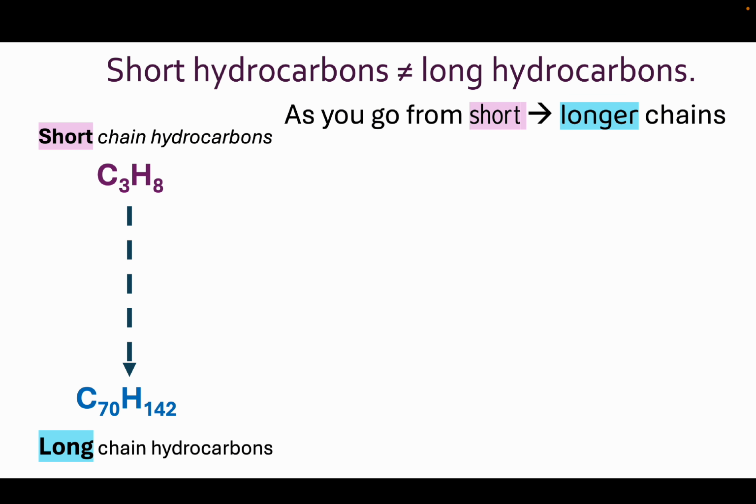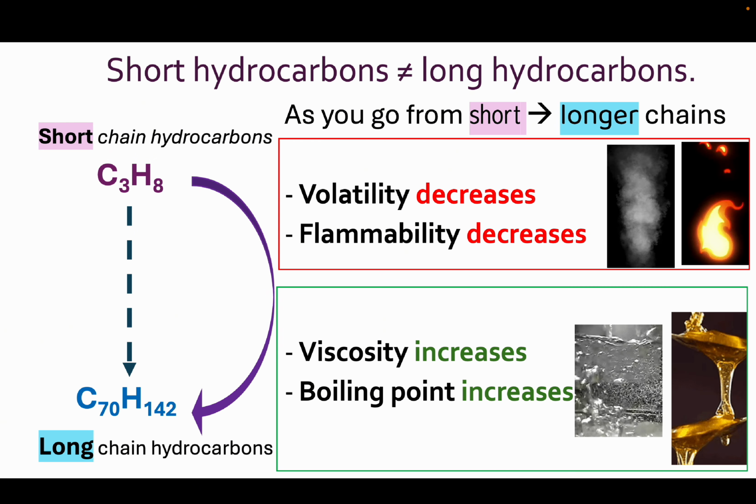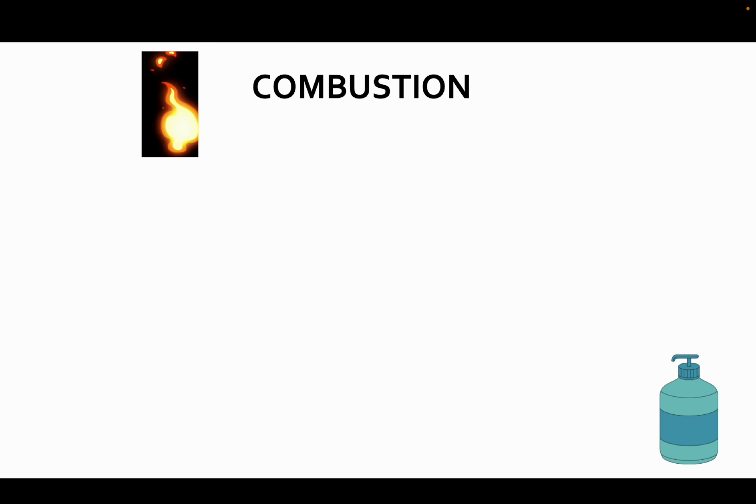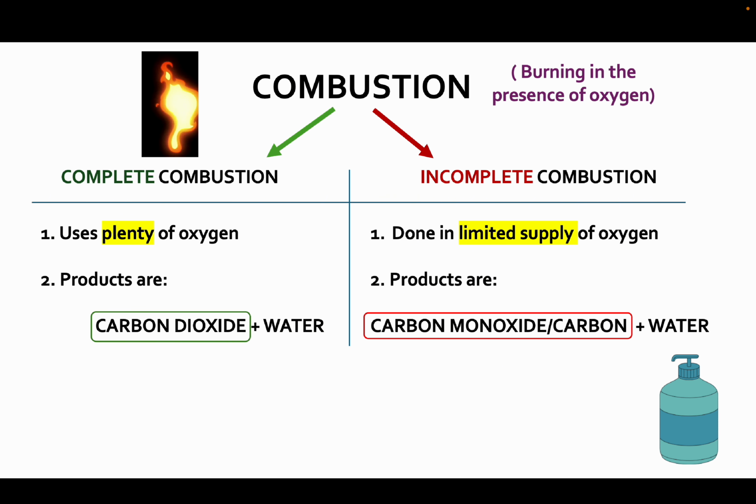So let's look at property changes as hydrocarbons get longer. The 2 factors we saw earlier that decrease are volatility and flammability, but 2 things that would increase are viscosity and boiling point. We're now going to look at what combustion is and the 2 types of combustion. Firstly, combustion is the burning in the presence of oxygen. There are 2 types of combustion: complete combustion, and you guessed it, incomplete combustion.